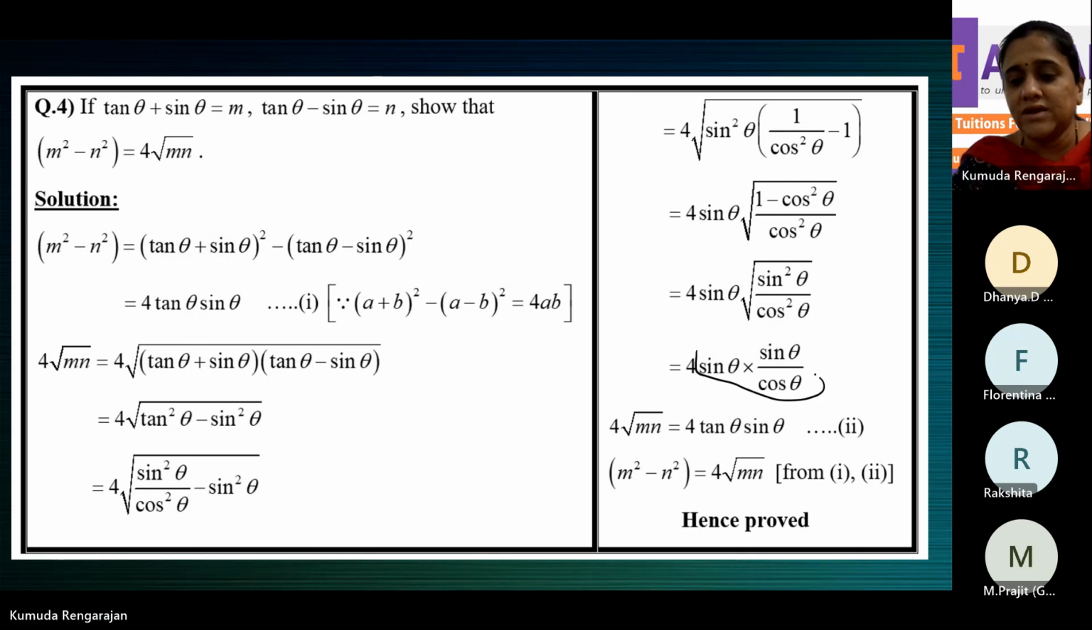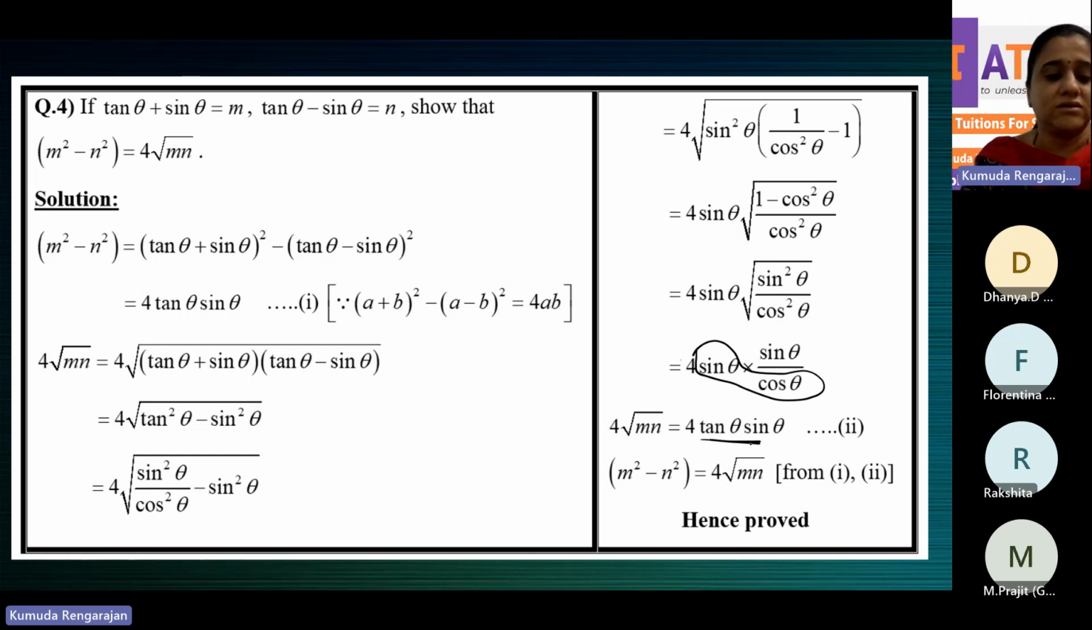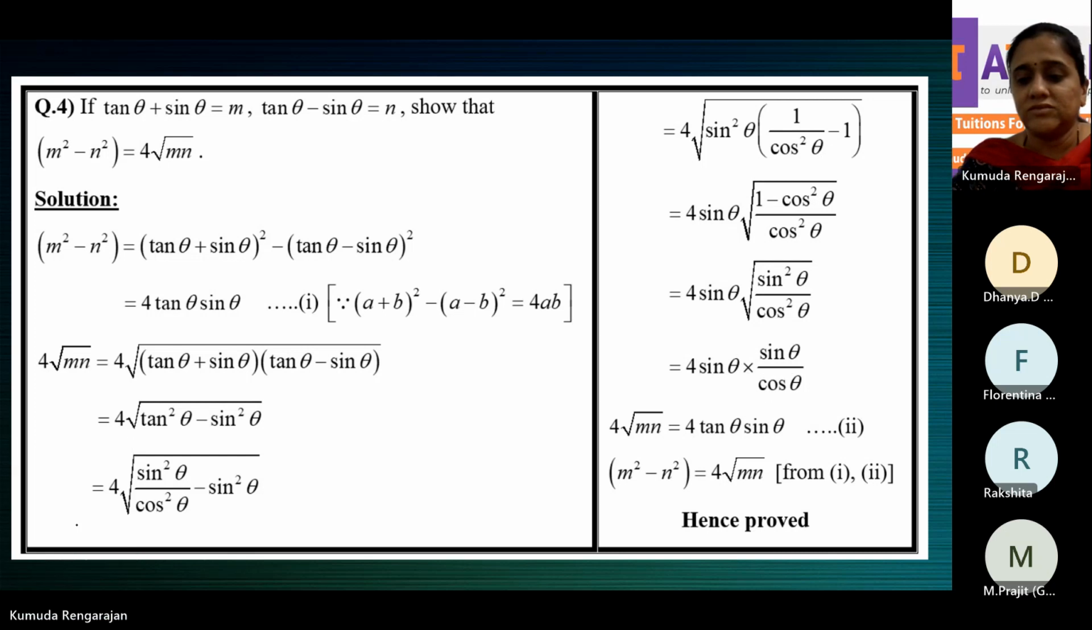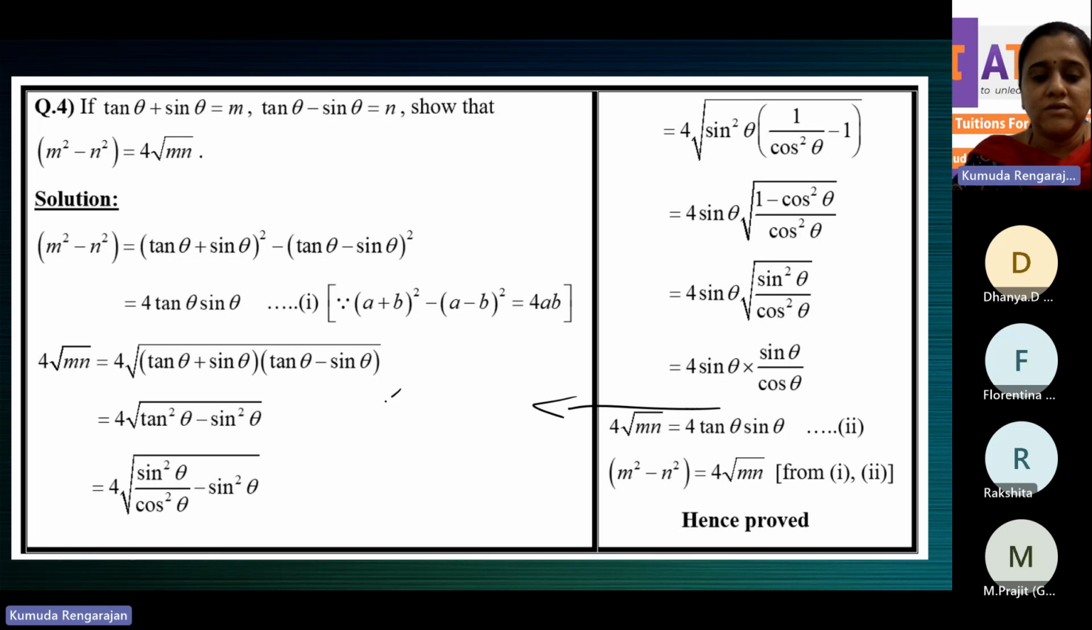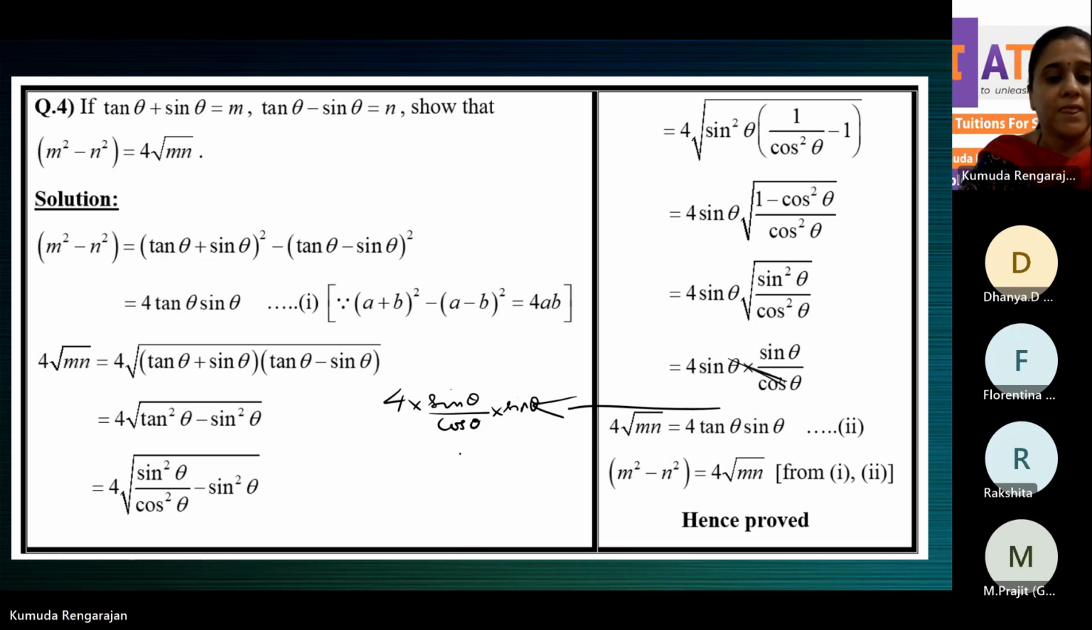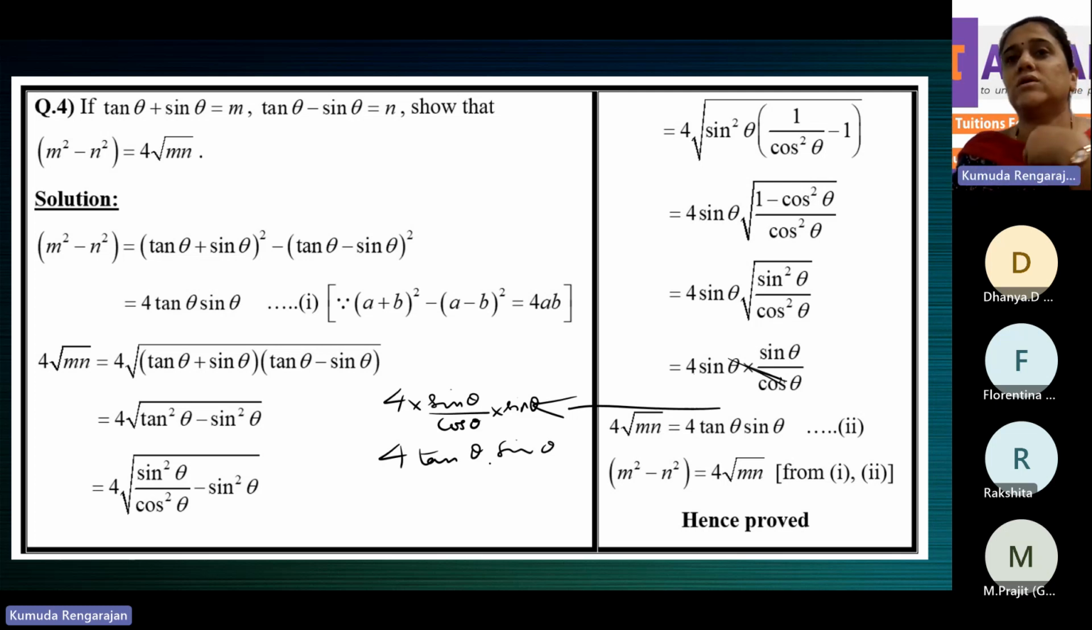This one, sin theta by cos theta is tan theta. So 4 tan theta into sin theta. This one is nothing but 4 into sin theta by cos theta into sin theta. So 4 into sin theta by cos theta is tan theta into sin theta, which is the same as we got.